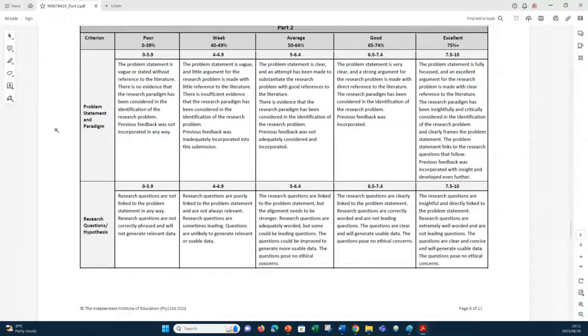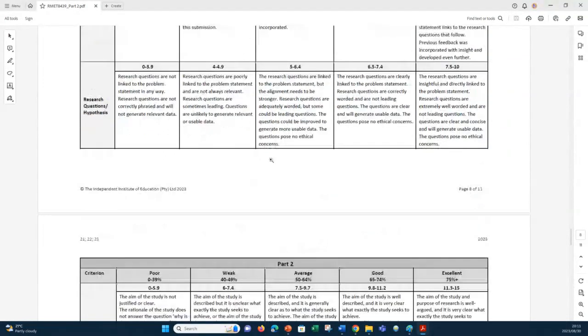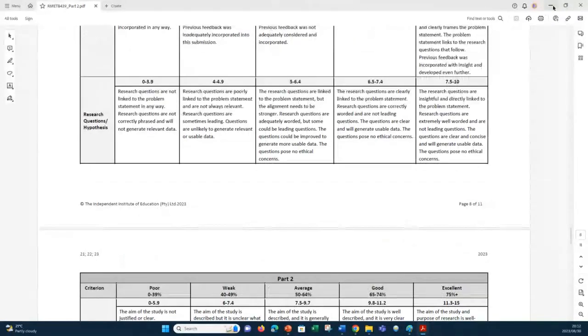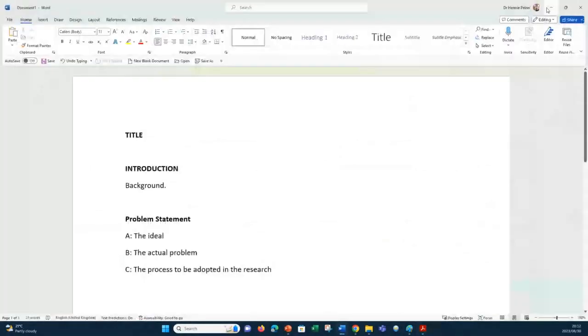Right. Ignore this horse manure here. That paradigm, it's just a load of rubbish. Right. Then research questions. And I'm not sure what they were thinking here. And it will look like this. Okay. So the next subheading will be research questions.